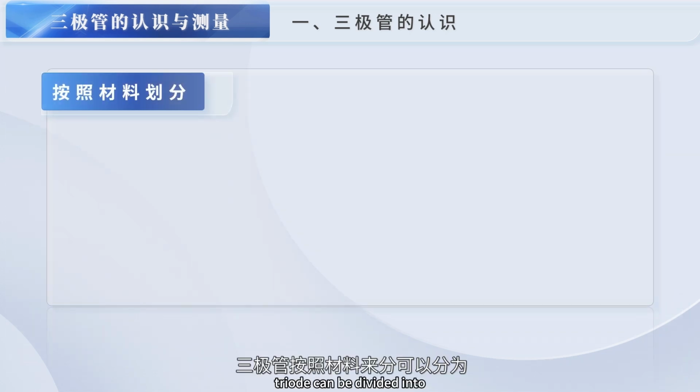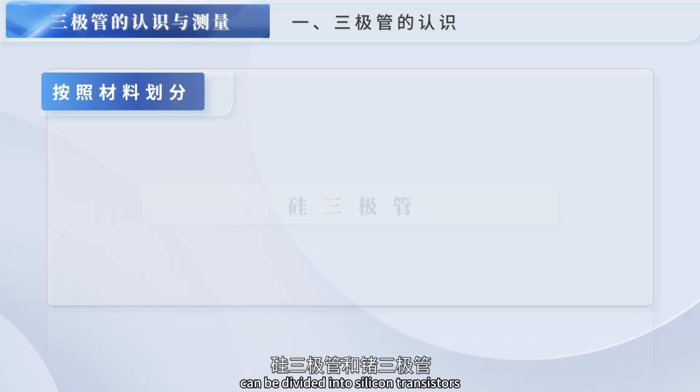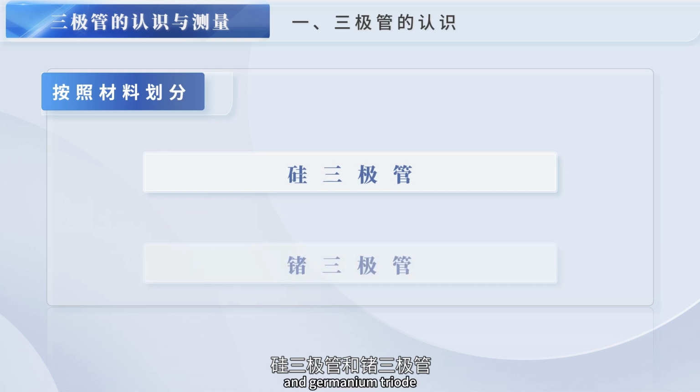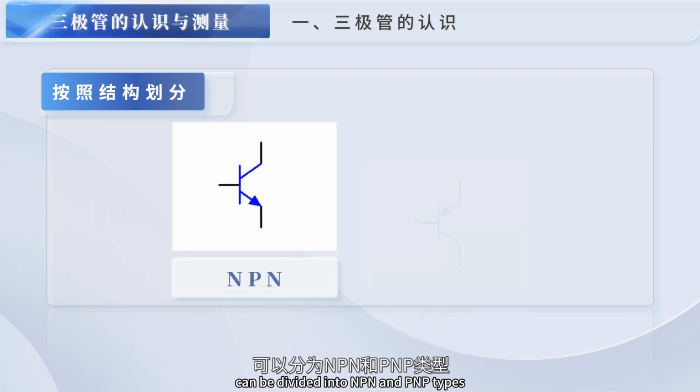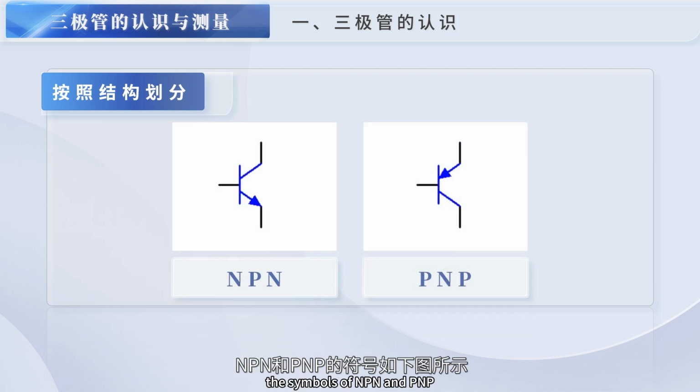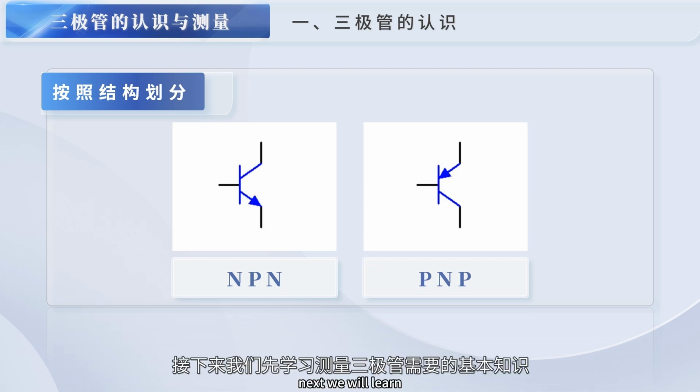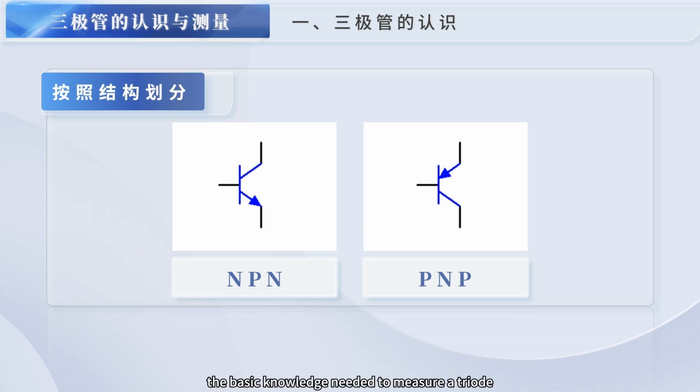According to the material, triodes can be divided into silicon transistors and germanium triodes. According to the structure, triodes can be divided into NPN and PNP types. The symbols of NPN and PNP are shown in the figure below. Next, we will learn the basic knowledge needed to measure a triode.